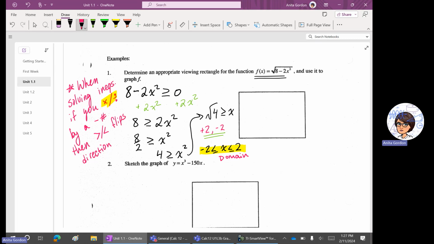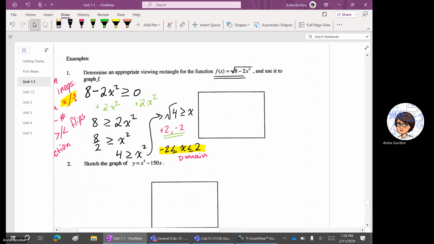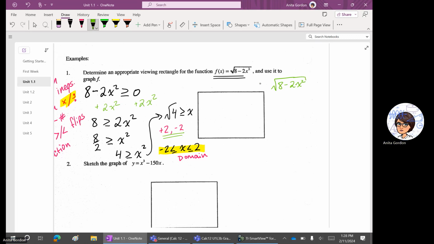And what about our range? Let's take a look at the function again. Square root of 8 minus 2x squared is y. What's the largest number that y could possibly be? Well, x has to be between 2 and -2. So the larger x is, 8 minus that number is going to be smaller, and the square root of that is going to be smaller. So what would maximize the y?